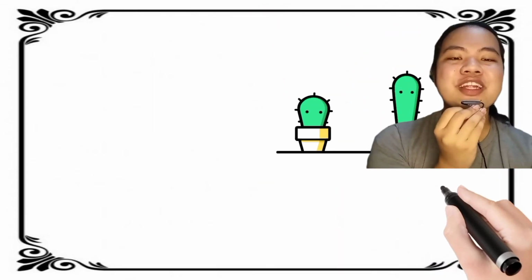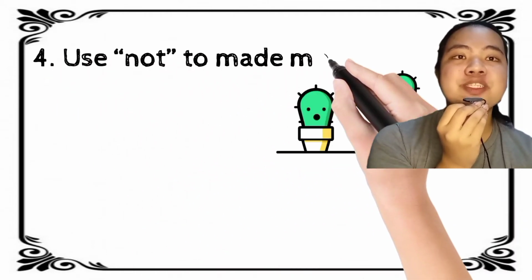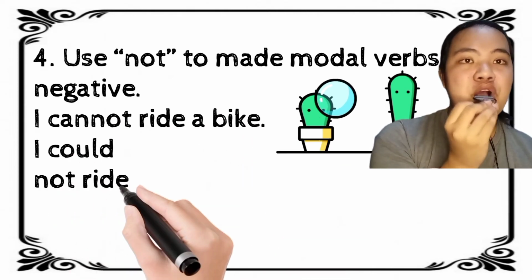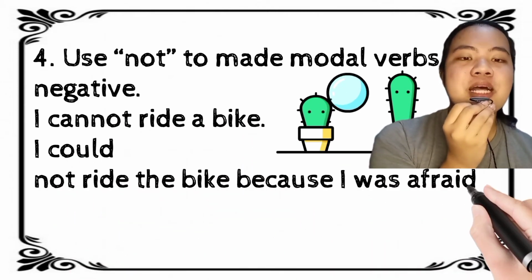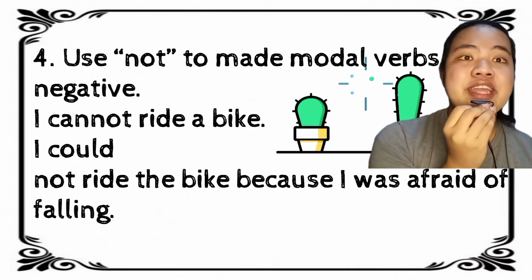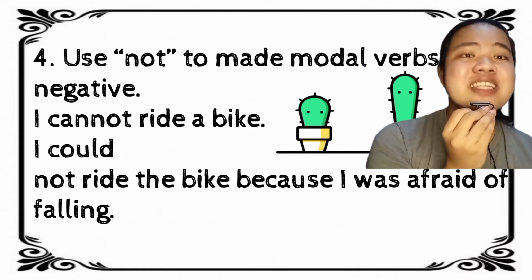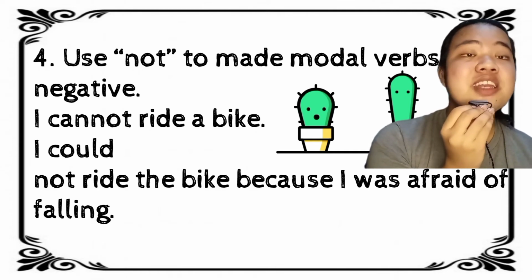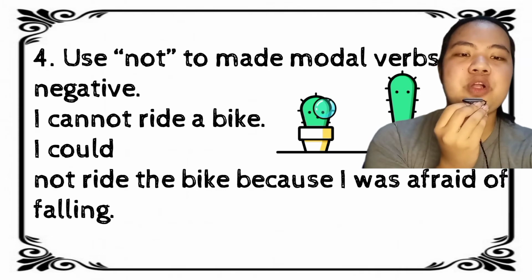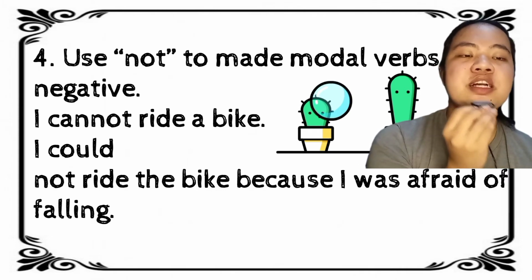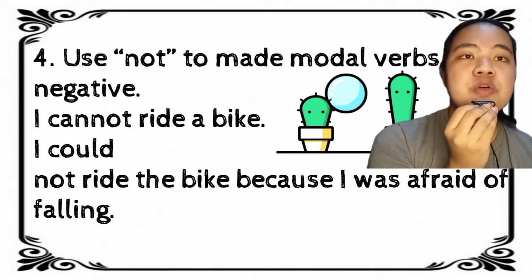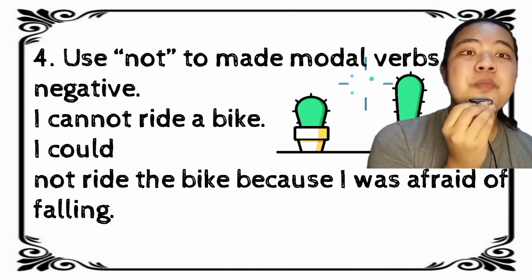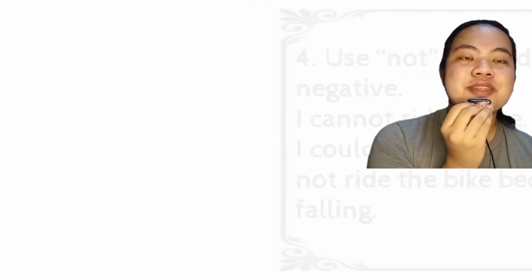Rule number 4. Use not to make modal verbs negative. So, we will use the word not to make our modals negative. For example, I cannot ride a bike. So, ibig sabihin, giadd lang og not ang can para ma-negative. So, I cannot ride a bike. Next example is, I could not ride the bike because I was afraid of falling. So, giadd lang ang modal nga could og not para ma-negative siya. Okay, gets?